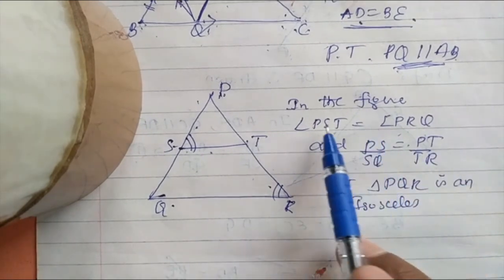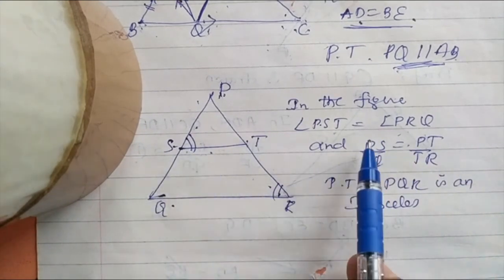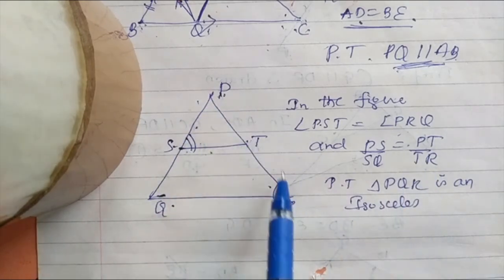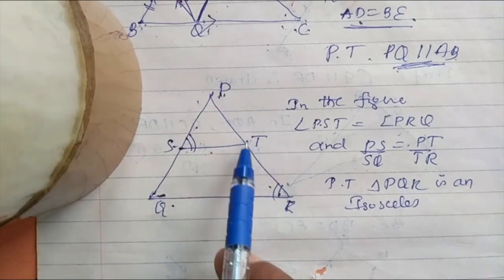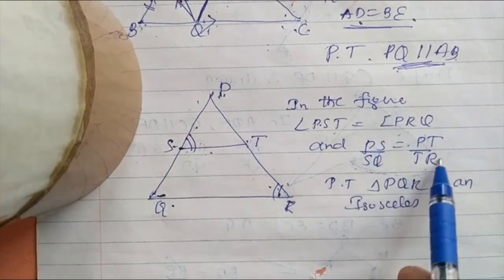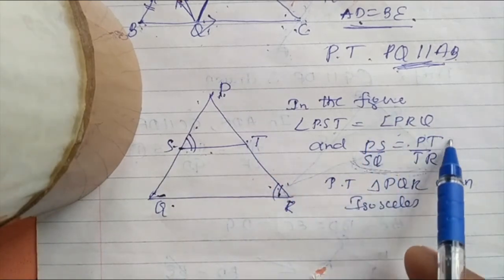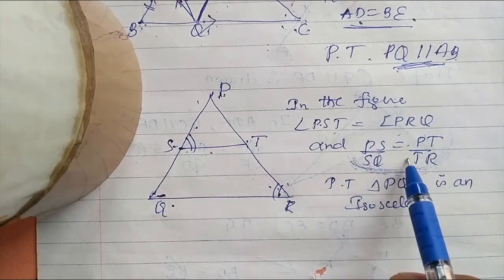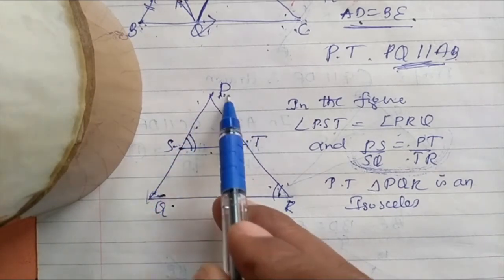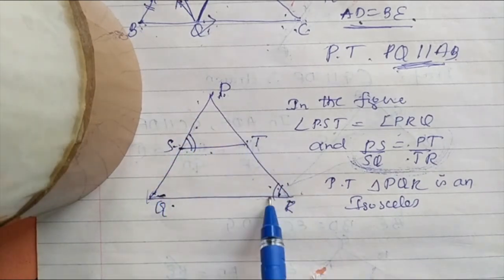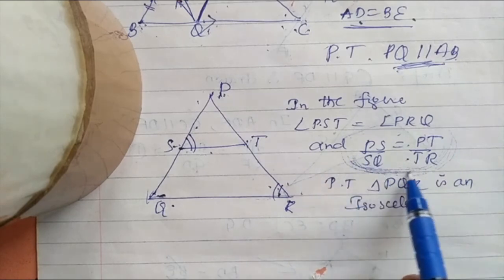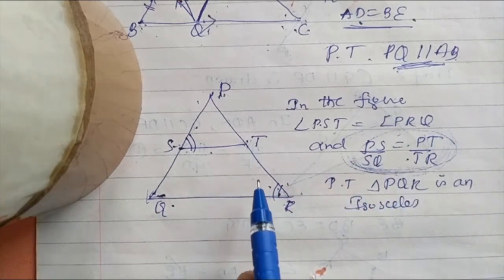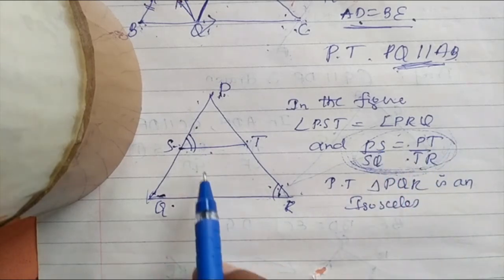So in the given figure, these two angles are equal, given. PS by SQ, PT by TR. Look at PS by SQ and PT by TR already equal. So it is also converse. Look at already ratios. These ratios we write after the lines are parallel. But here ratios already equal they give. So therefore when ratios are equal already, lines are parallel. So by this hint, we can say ST parallel to QR. Why? Because of converse of BPT. When ratios are equal, lines are parallel.